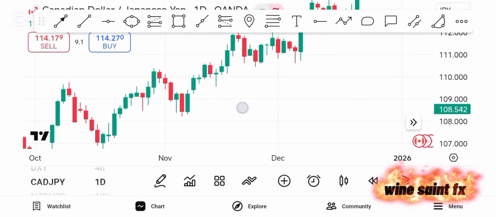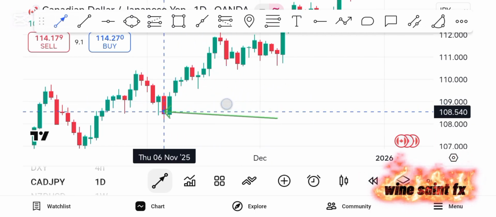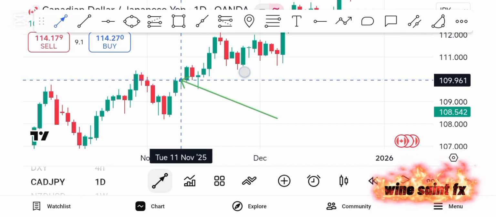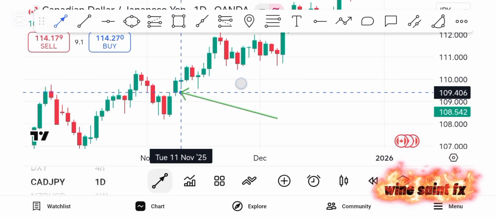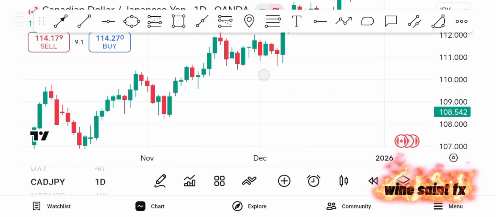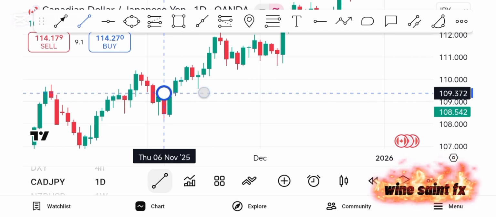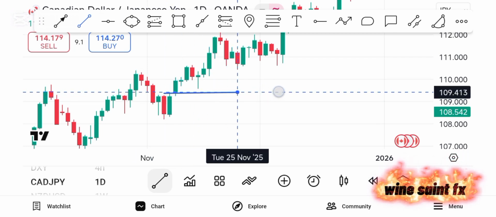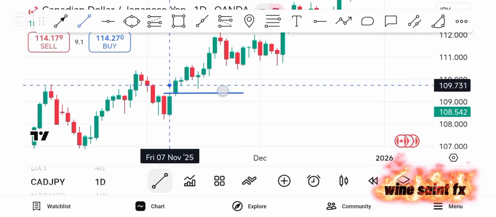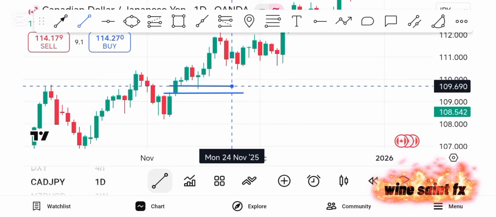Haya, tuangalia another example of a fair value gap. Angalia hii candlestick. This is the green one, 1, 2, 3. Hapa katikati kuna gap between this wick and this wick. You see? Na hapa tunasema tuko na another fair value gap. From that wick and this wick, and that wick, there was a gap in between.